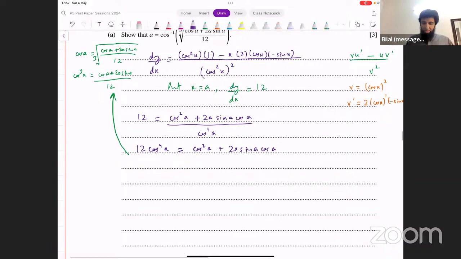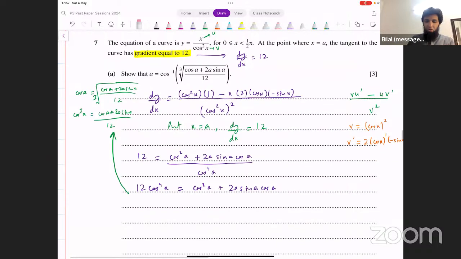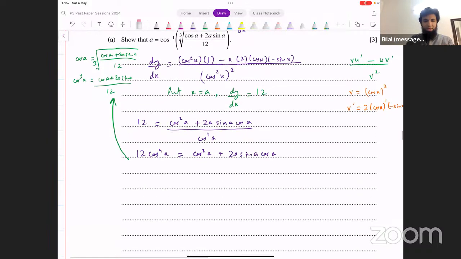Now, what does this become? Now think about this. You want to get to that stage. Now there's no cos raised to power 4 there. There's only cos cube there. So what you can do is you can divide the whole equation here by cos of a to get rid of cos of a, right? Because cos can be taken common from every single term. You have cos a here, you've got cos a here, you've got cos a here. So if you divide the whole equation by cos a, that gives you 12 cos cube a equals cos of a plus 2a sine of a. What I've done is I've divided the whole equation by cos of a.